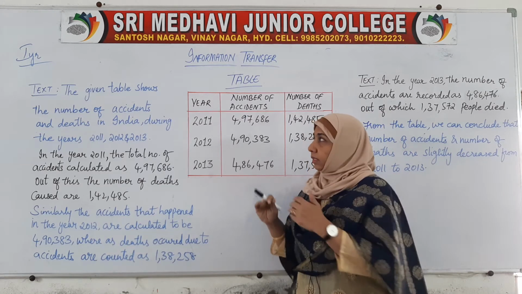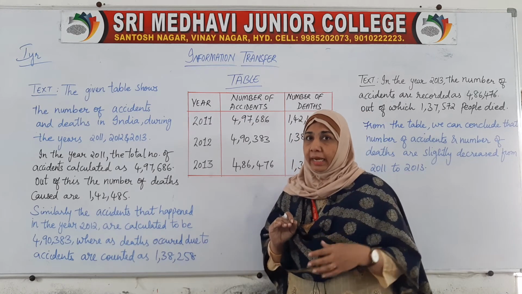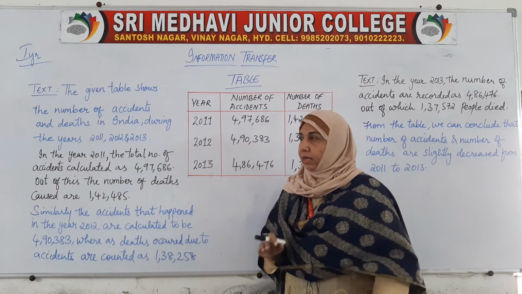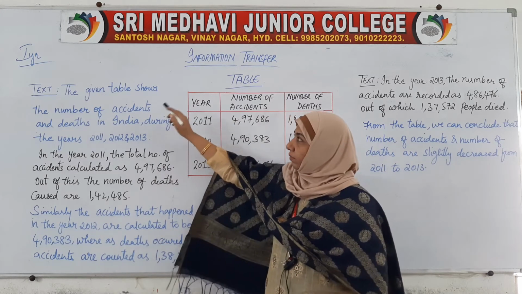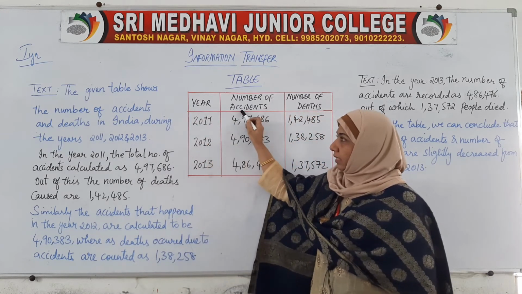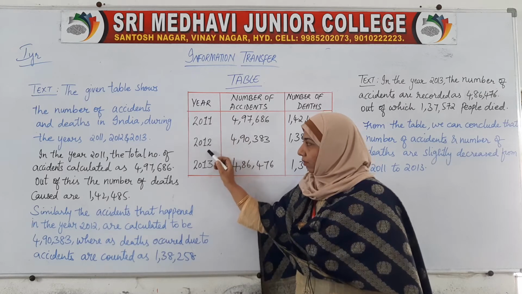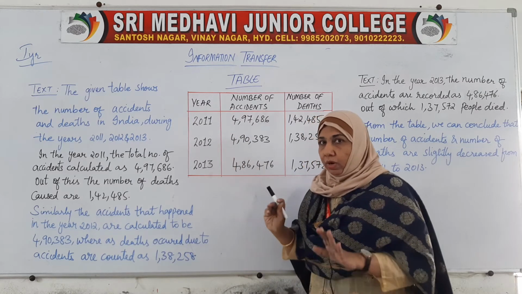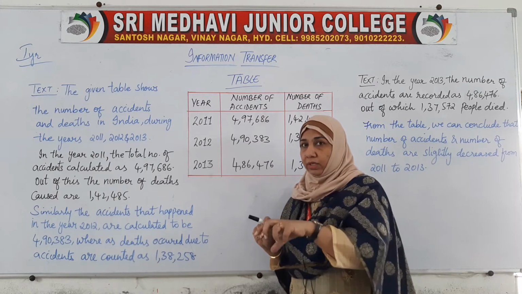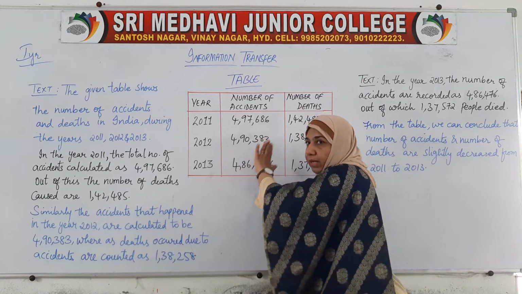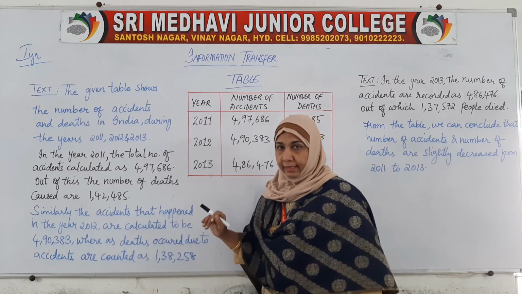If this is represented in a table and the examiner wants you to interpret it in the form of a paragraph in a verbal way, you have to write like this. What the given table shows: the number of accidents and deaths in India during the years 2011, 12 and 13. You are not taking anything from outside or your own knowledge. You are just writing whatever is given, representing or interpreting it in the form of sentences.